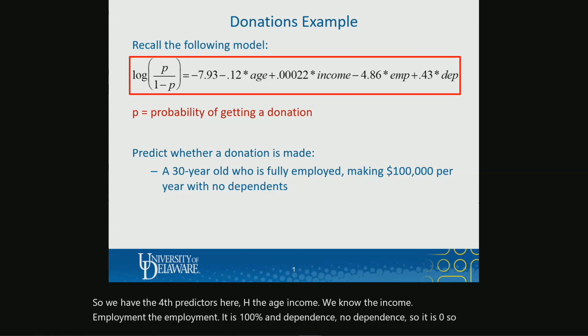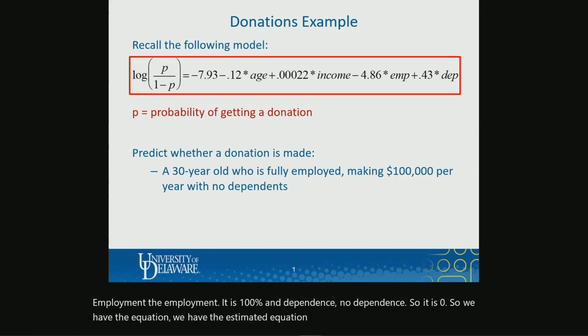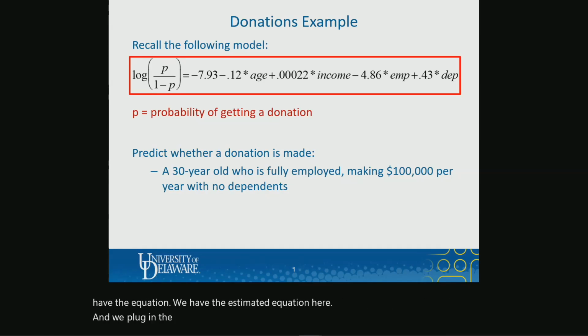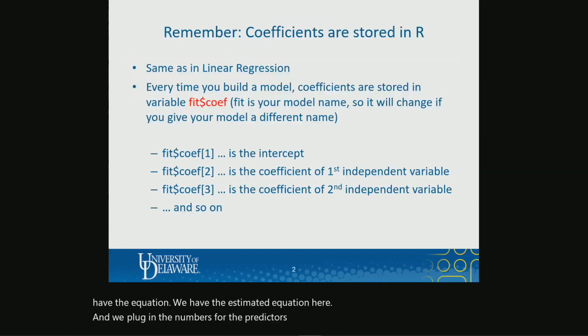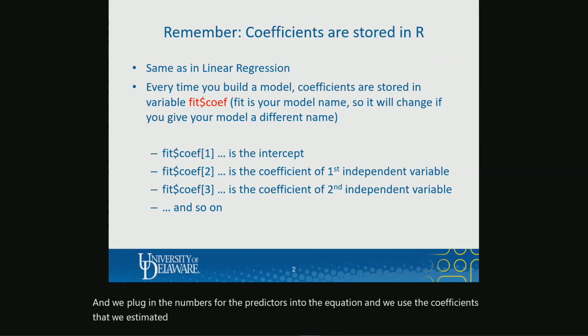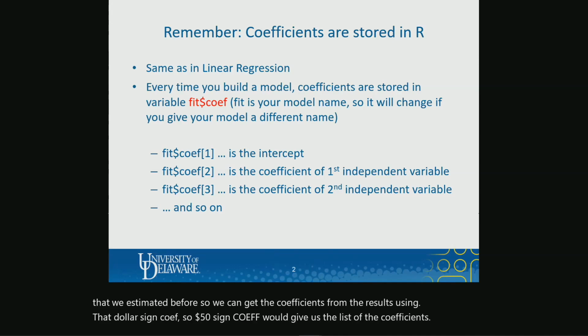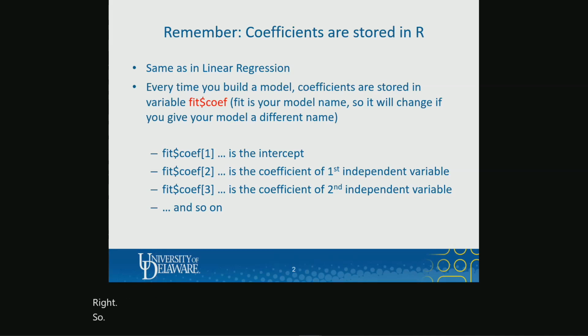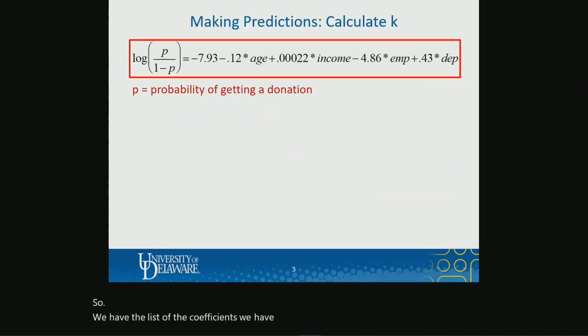So we have the estimated equation here, and we plug in the numbers for the predictors into the equation, and we use the coefficients that we estimated before. We can get the coefficients from the results using the $coef. So fit$coef would give us the list of the coefficients, right? So we have the list of the coefficients, and we have the values for the predictors for this particular case.